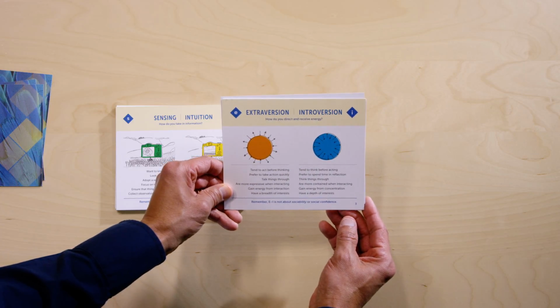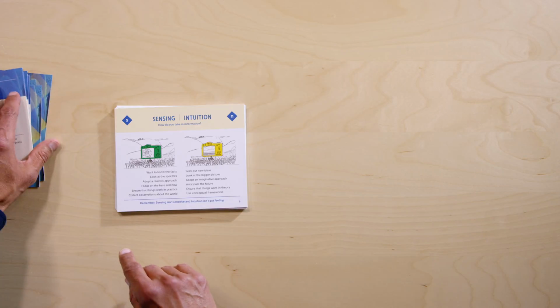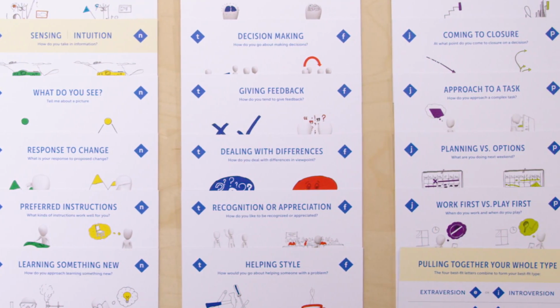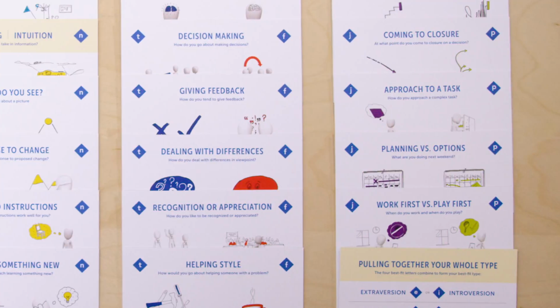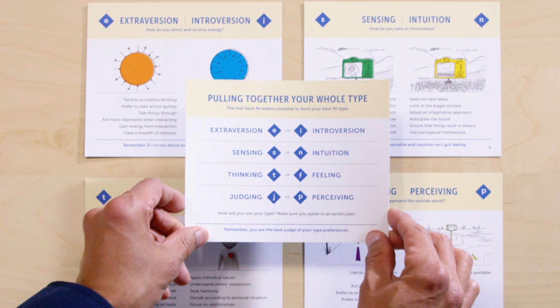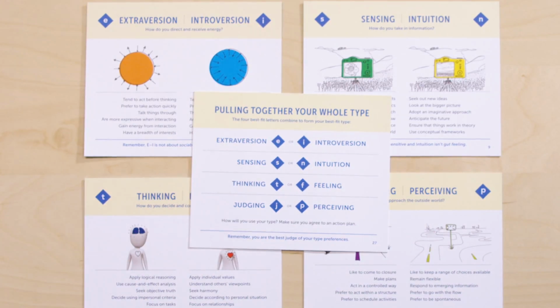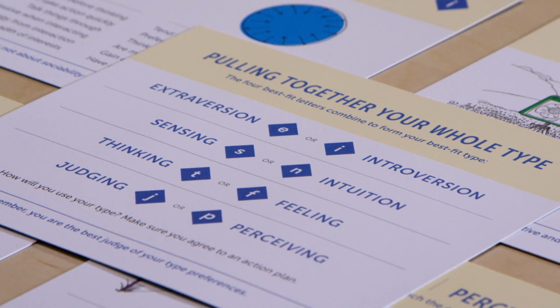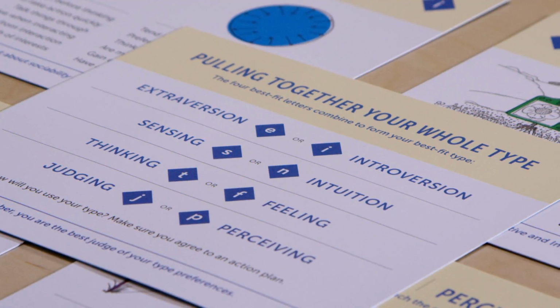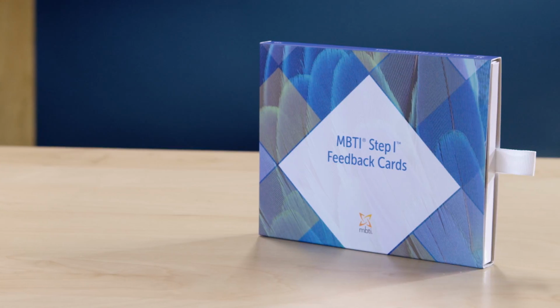Now that you've finished the EI preference pair, you can move on to the other 3 preference pairs, SN, TF, and JP, and follow the same process with the participant. Finally, at the end, you'll be prompted to pull together the whole 4-letter type with the participant. Then you can continue on to the next phase of the feedback session. And there you have it, the 27 MBTI Step 1 feedback cards.